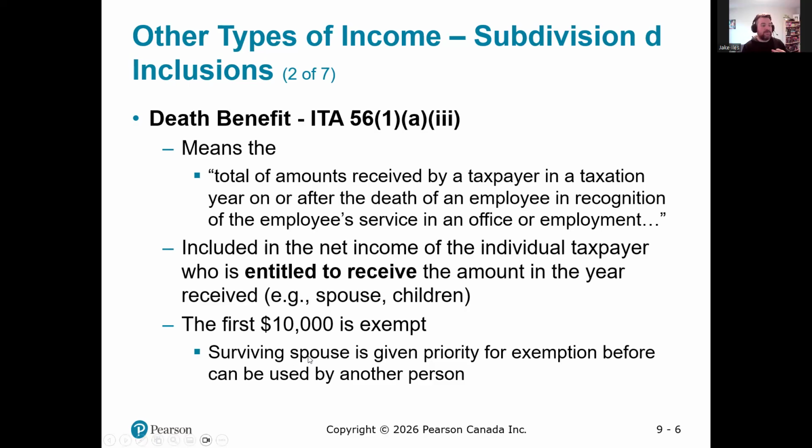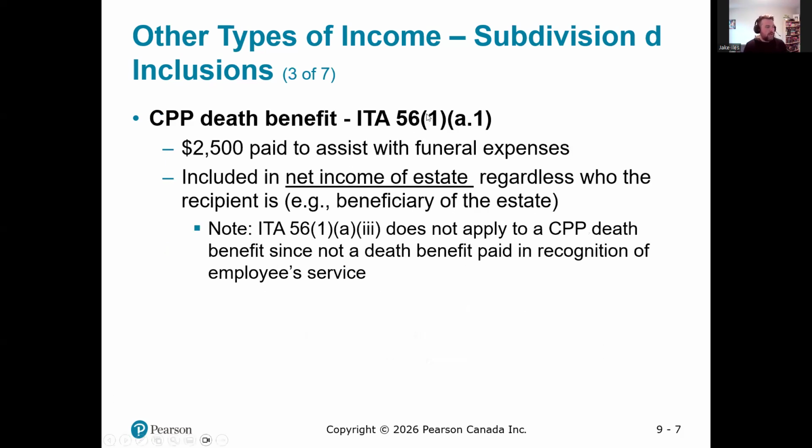But the surviving spouse is given priority because much of tax law is mostly about transferring properties to spouses, especially at time of death. It helps protect those income amounts so that the surviving spouse has more available to continue to live the life they used to live. Now, this is different than the CPP death benefit.